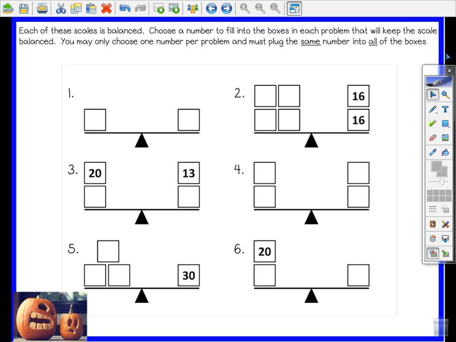Each of these scales is a balanced scale. We have to choose one number to put in all of the boxes on this same scale to keep it balanced. So you may only choose one number. For instance, in number 2, whatever you put in one of these boxes has to go in all of them. Obviously that does not work. Talk with your neighbors about what you could possibly put in all of these to solve each of these. So please pause the video, give the class about 5 minutes to discuss this.